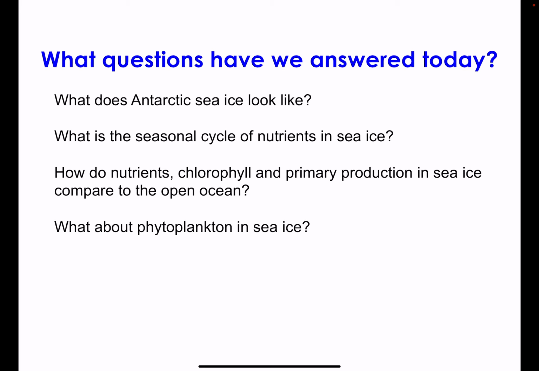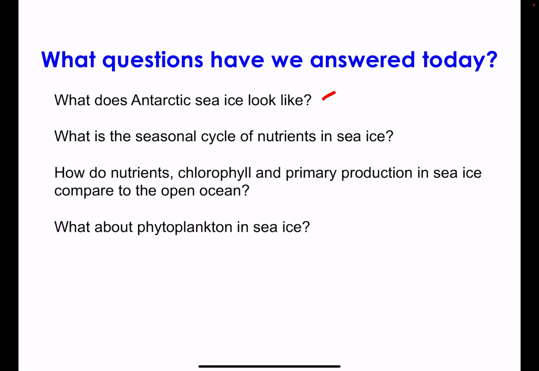So hopefully I've covered all the questions that I set out to cover at the beginning. I showed you some beautiful photos of what the ice looks like and made the point that it's very variable. We talked about the seasonal cycle of nutrients in the ice, which I did say, admittedly, our knowledge is not perfect. And certainly, while the nitrogen cycling makes quite a lot of sense, silicate and phosphate are a little more nebulous.